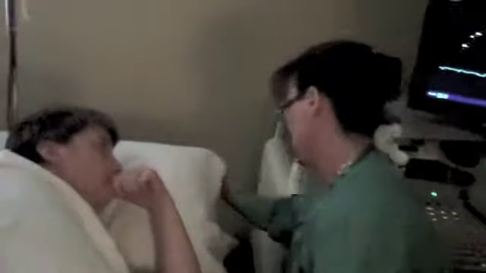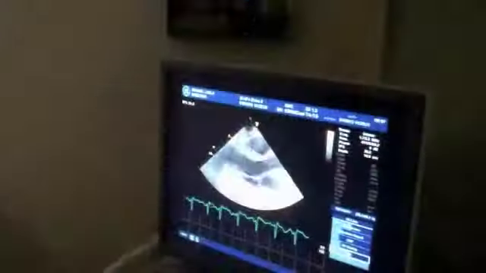We can with the use of Doppler, but we're going to be looking at mainly wall motion, the function of the heart, sizes and chambers. We're going to be doing a lot of measurements, checking the pressures and what have you. So we're going to start looking at the left side of the heart. This is the side that pumps the blood to the body.